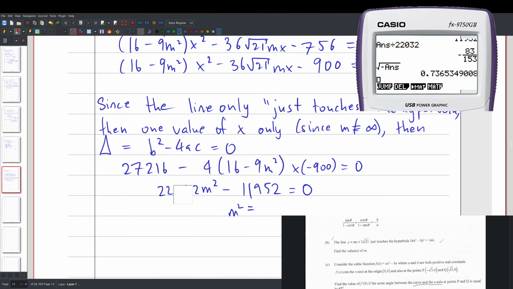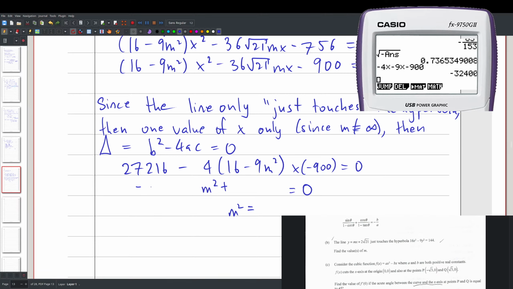Because now, oh no, it'll be fine. Because the coefficient of m squared will be negative, but then the coefficient of the constant term will be positive. No, the coefficient of m squared is negative. Yeah, definitely. Negative 4 times negative 9 times negative 900. That's negative 32400. Yeah. Well, it's already a perfect square, looking better. 27216 minus 4 times 16 times negative 900. That's 84816. I don't recognize that one, but I hope it's good.